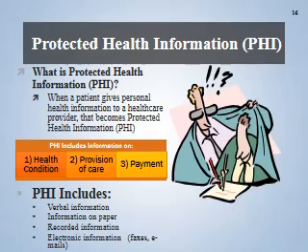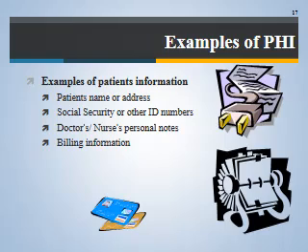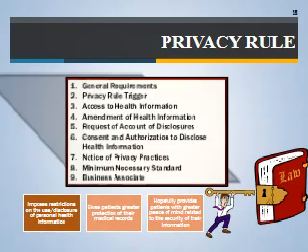Protected health information. We need to distinguish between that and psychotherapy notes. PHI is something that identifies a patient. It's transmitted in any form, and it includes their condition, their services, and their payments. Some examples of what would make something PHI.